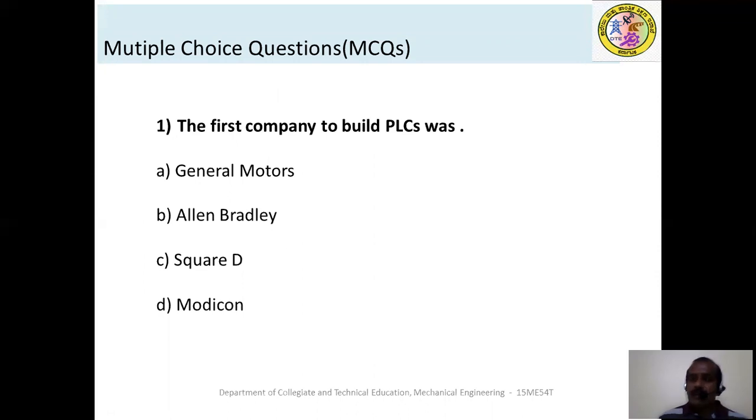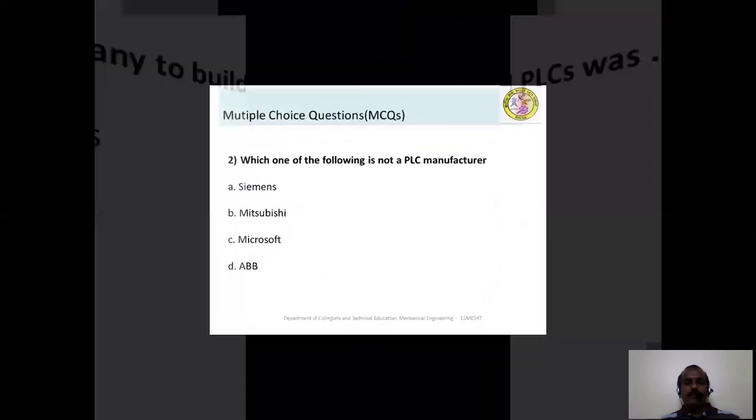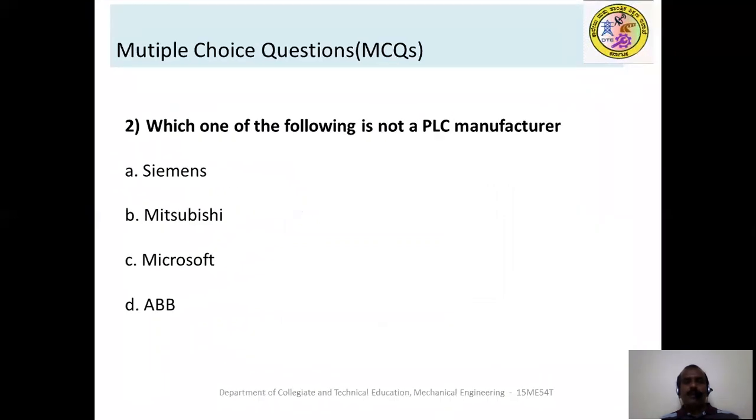Coming to the multiple choice questions: the first company to build a PLC was General Motors, Allen Bradley, Square D, Modicon. The answer is D, Modicon. Which of the following is not a PLC manufacturer? Siemens, Mitsubishi, Microsoft, ABB. The answer is C, Microsoft.